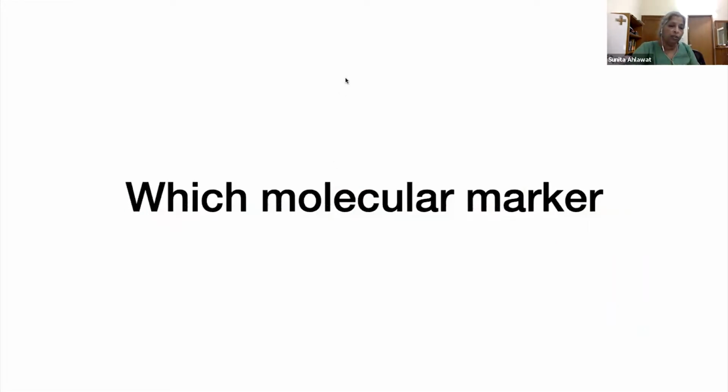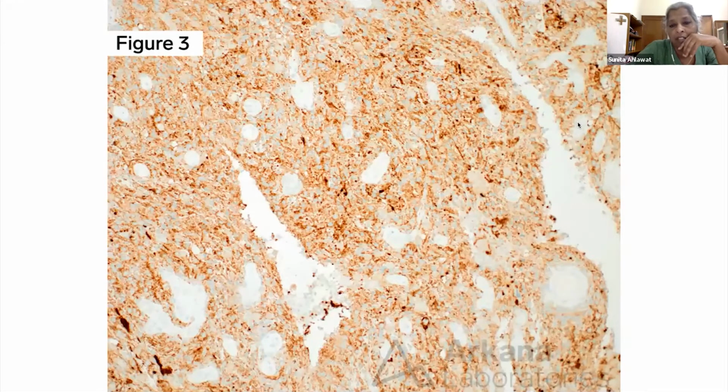So which marker would you like to do now? Answer. Cannot wait so long. So you will do BRAF V600E, which is positive in this case. So what is the diagnosis? You can do reticulin, which will be rich in this. So this is ganglioglioma, classical ganglioglioma. Yes, this is classical ganglioglioma.